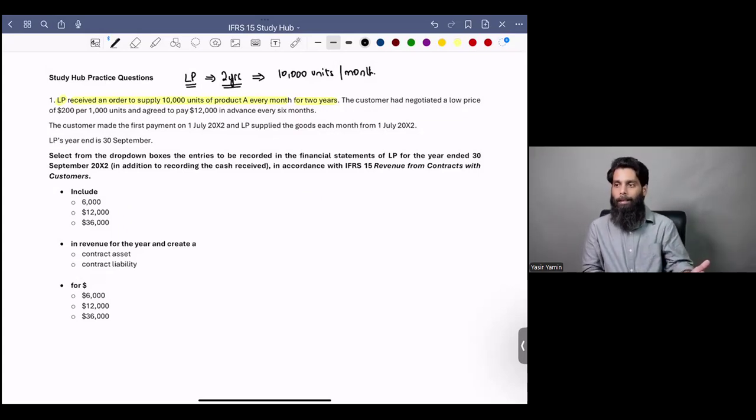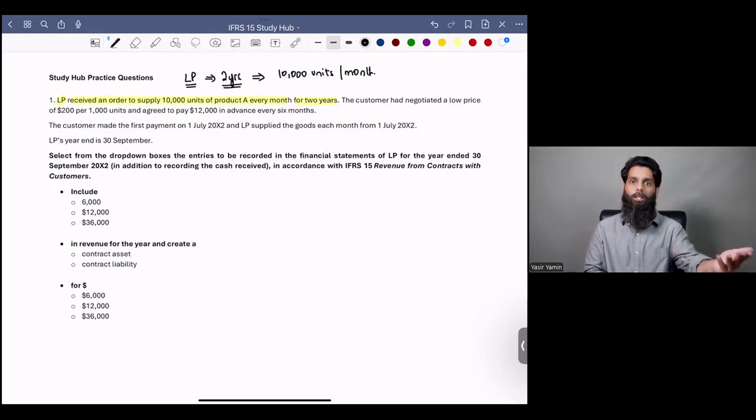You see, practically what happens is that companies do not wish to negotiate with their suppliers each and every time they are putting up a purchase order. So what they tend to do is they make long-term contracts, fix their prices, and ask the supplier, entities like LP, to provide a certain amount of goods each and every month.